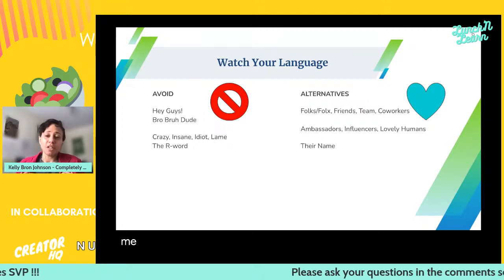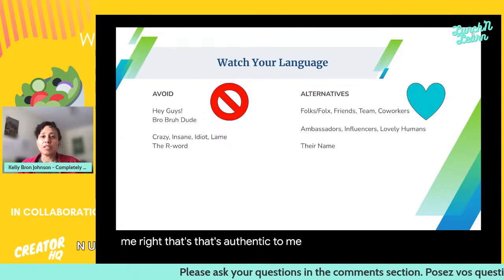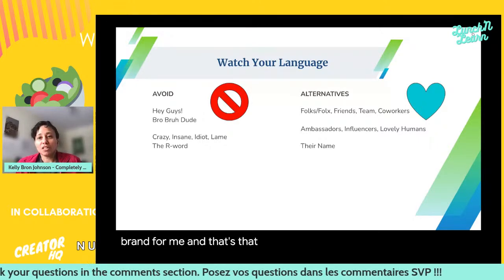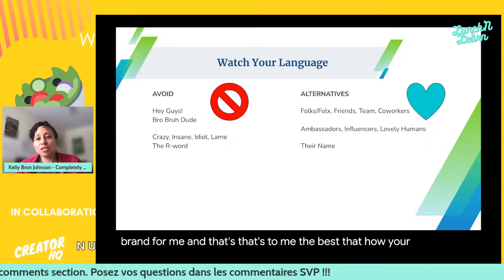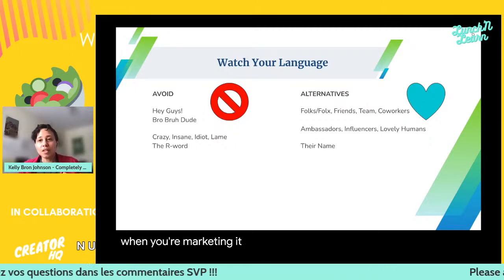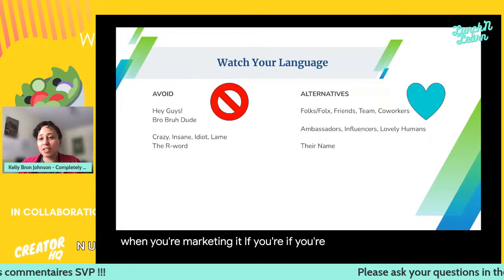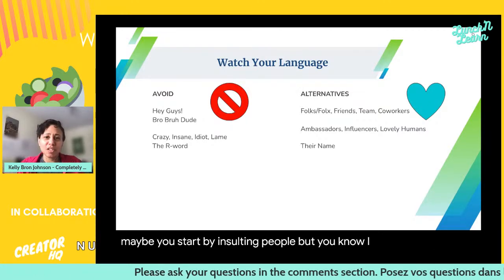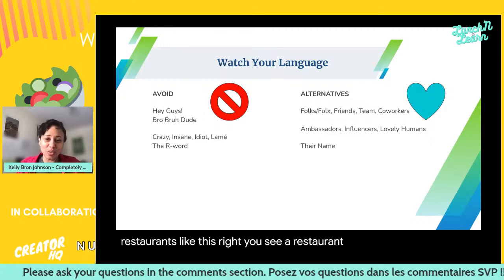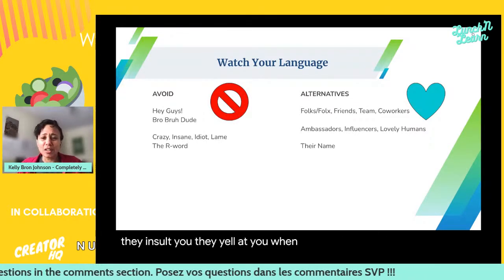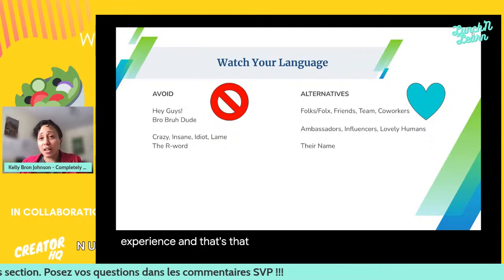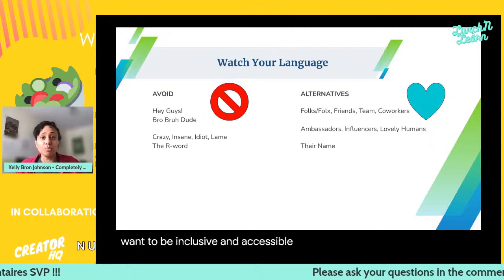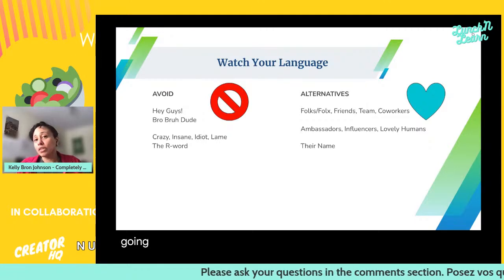That's on brand for me, right? That's authentic to me. And so I do things that are on brand for me. And that's to me the best: when you're marketing your business, you've got to be on brand. If your brand is harsh, let's say, and maybe you start by insulting people, which I've seen many restaurants like this, right? You go there and they insult you, they yell at you when you sit down. Some people like that experience, and that's that brand. But if that's not your brand and you want to be inclusive and accessible to more people, then you're not going to do it that way.